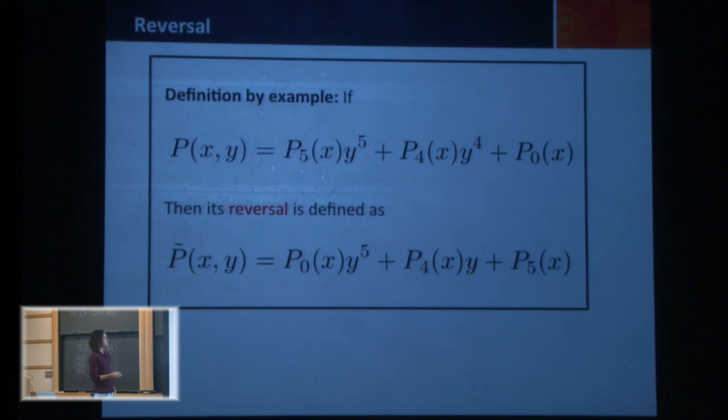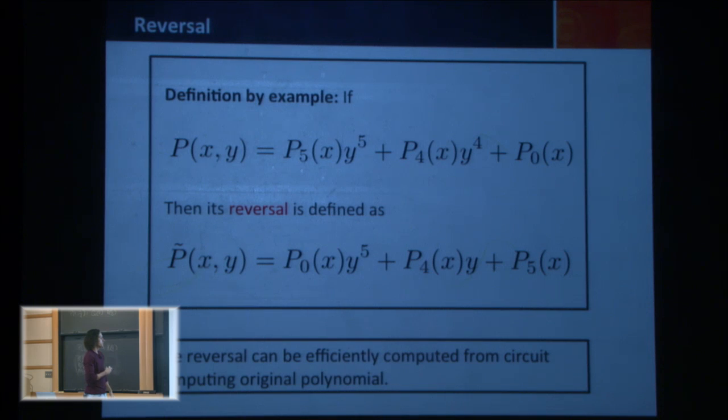And here's the definition by example, right? If p is a polynomial of degree 5, p_5 times y^5 plus p_4 times y^4 plus ... plus p_0, then its reversal is what? I just pick all of the coefficients and I reverse them. So in this case, I'm going to have p_0 times y^5, and then the other ones, plus p_4 times y, plus p_5. So now I'm putting the simple coefficients at first. So the reversal can be efficiently computed from the circuit computing the original polynomial. Why? Because I can do a similar kind of interpolation just to shift the circuit size. That's the order of the coefficients.